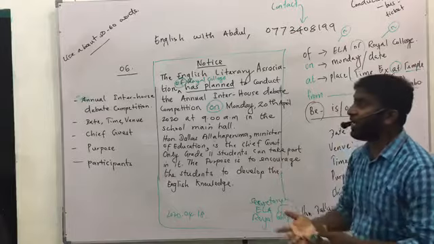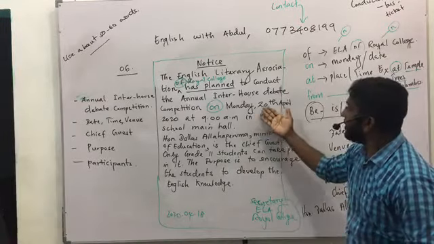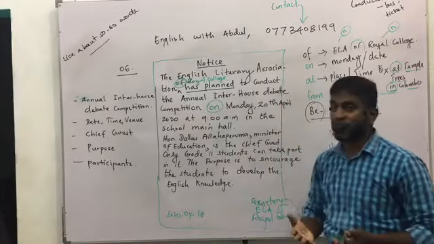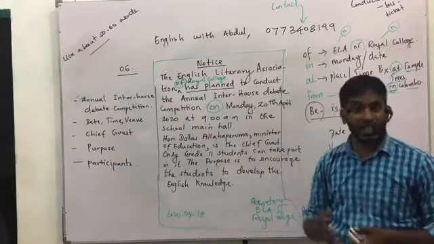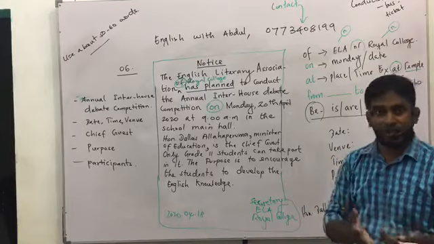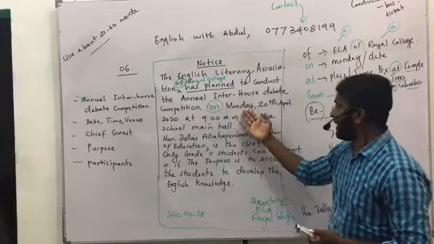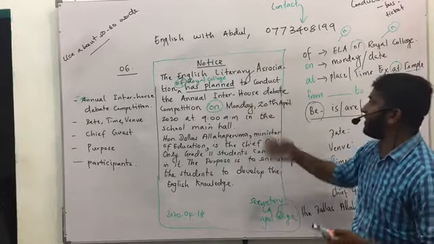So on Monday is not enough. So Monday is 20th of April 2020. Now you can look at the calendar. So when is 20th of April? The 20th of April is on Monday. So that's why I have put the competition on Monday, comma. There is a comma you see here.